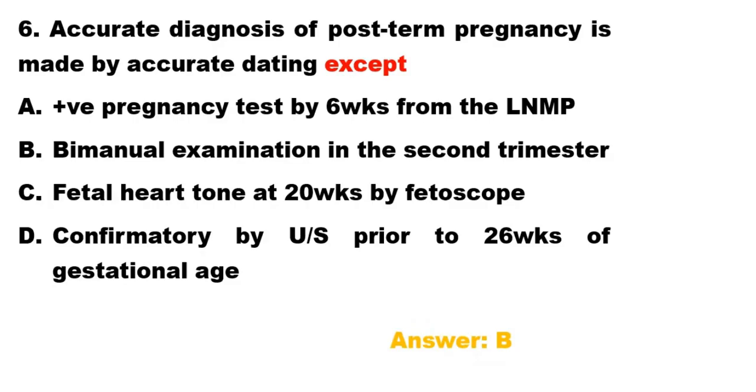If you said B, you have got it, because manual examination in the second trimester is not reliable for accurate dating. Ultrasound before 26 weeks is the most accurate method, especially in early pregnancy, and the positive pregnancy test and fetal heart are also relatively accurate, but bimanual examination in the second trimester is not accurate for diagnosis of postdate pregnancy.